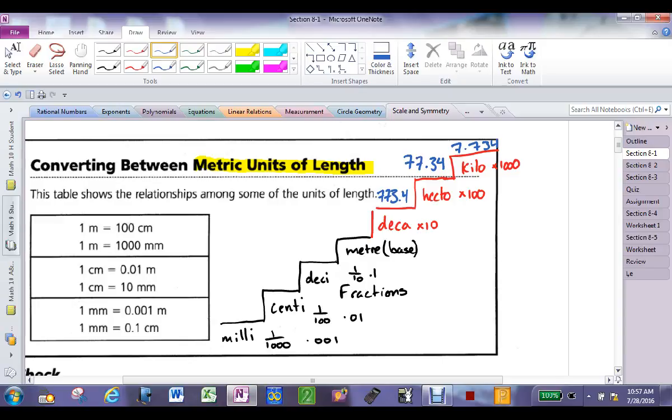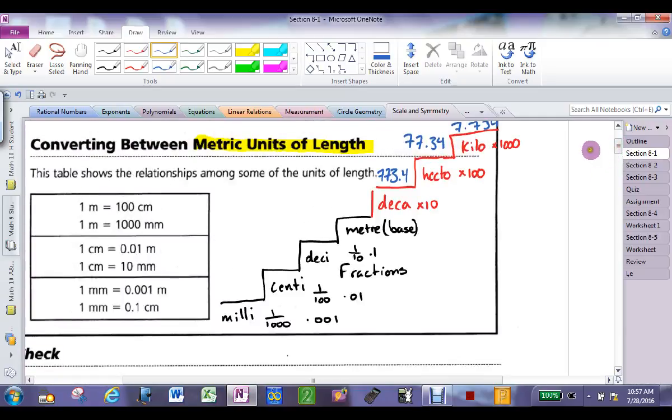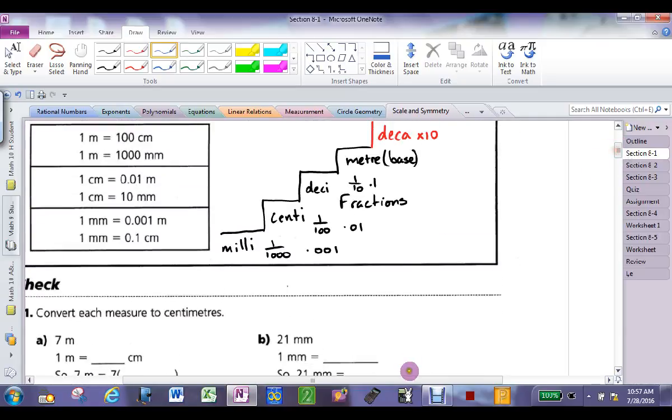Everybody with me? So this works for metric all the time. It works for nothing else. Okay, you can't do this to change between pounds and kilograms or pounds and ounces. You can't do that. But what I'm about to show you will let you do that. Understand? Yeah. Okay, so this is one way to do metric conversions, but I'm going to give you another way to do metric conversions right now.